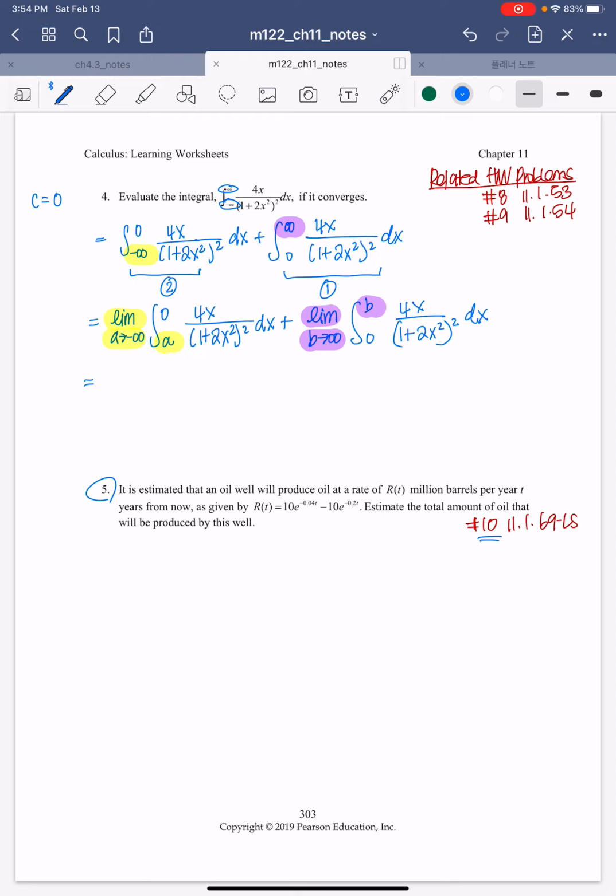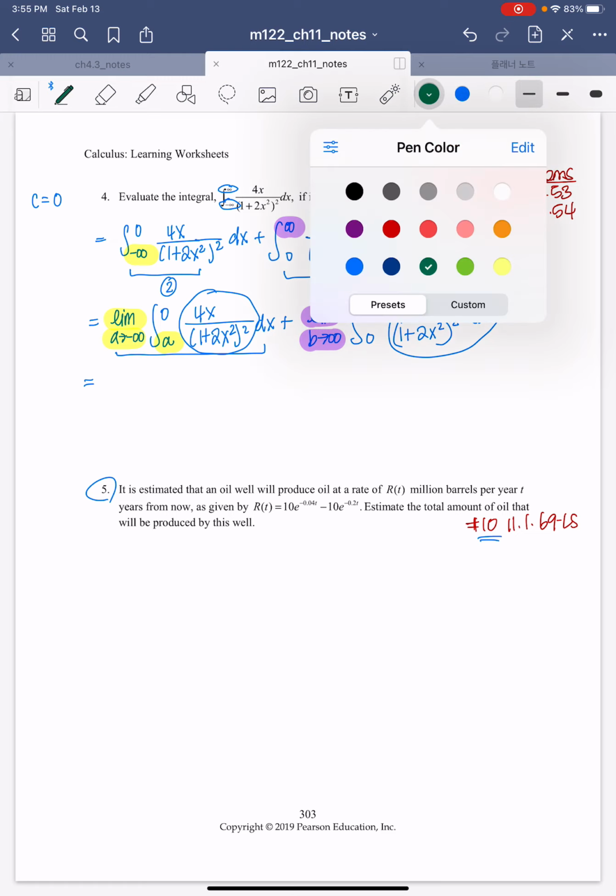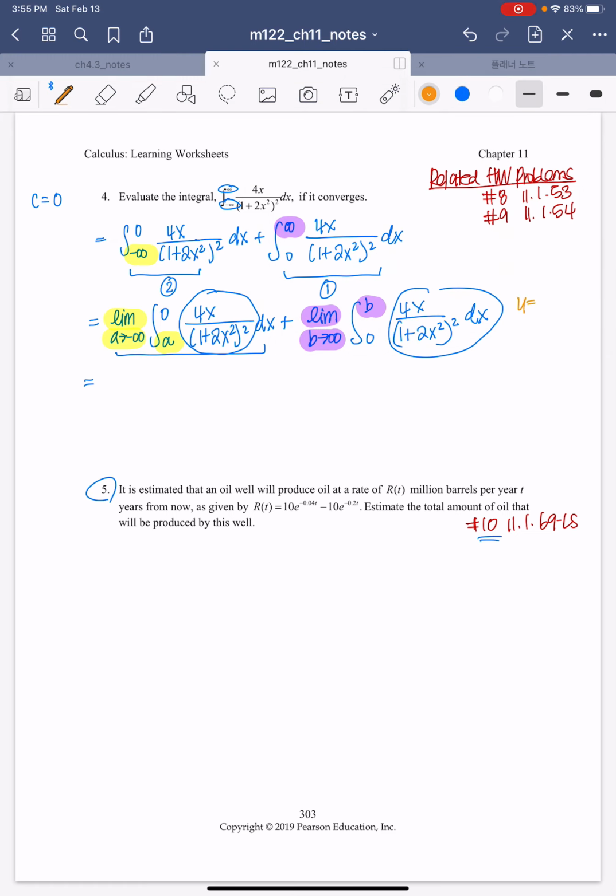So next step, let's do one at a time. Let's start with the first one. This requires a u substitution. It's not a simple integral, so this requires a u substitution. In fact, both, right? They're the same integral, so I'll apply the u substitution. And my u will be 1 plus 2x squared. So my du will be 4x dx, which is nice. You see that 4x dx.